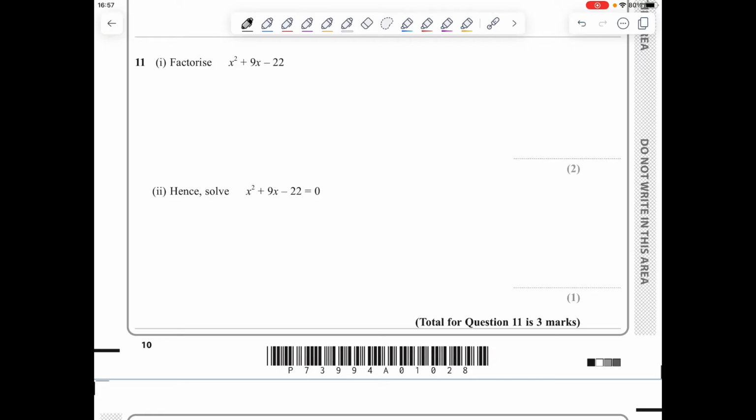For part I of question 11, the two factors are x plus 11 and x minus 2. And if you set this equal to 0 and solve it, you get x equals minus 11 or x equals 2.